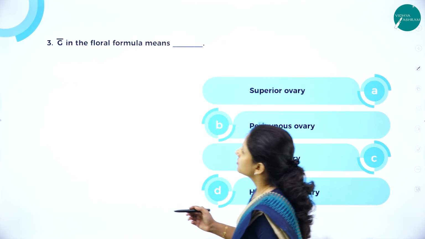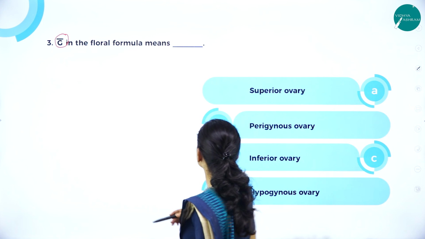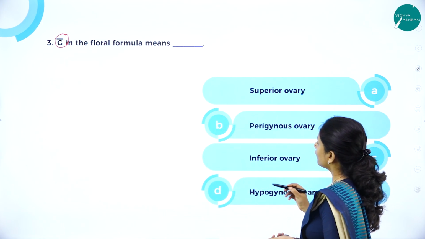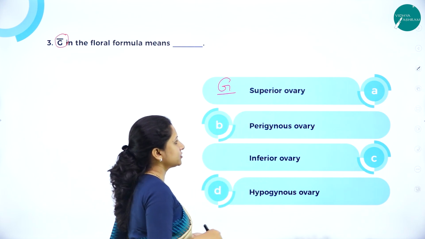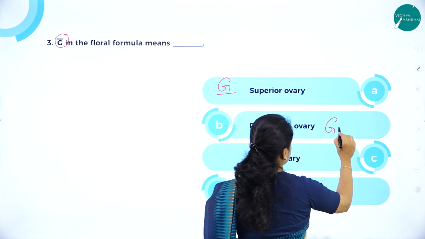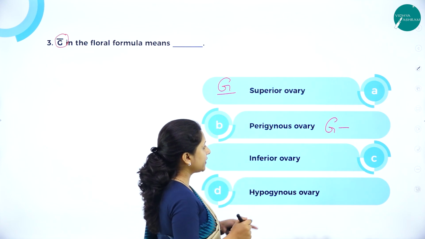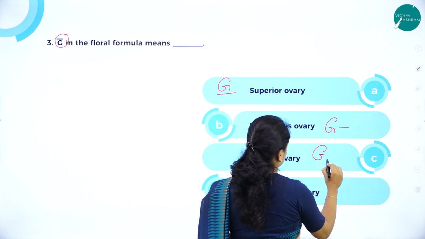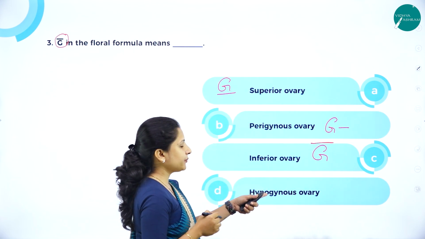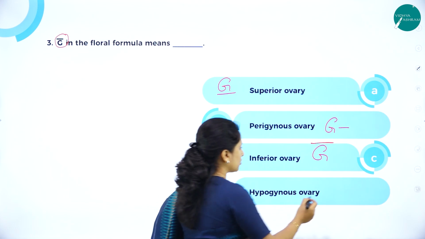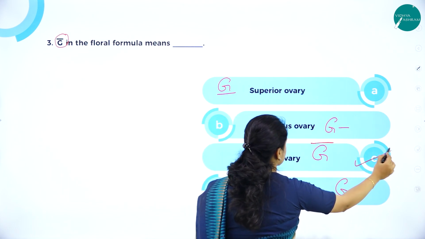Next, this symbol in the floral formula means superior ovary. No, if it was superior ovary, the symbol would be this. Perigynous ovary, as I told you, the symbol would be this, or semi-inferior ovary, we can call it. This is an inferior ovary, so this symbol means inferior ovary. Hypogynous ovary is again superior ovary itself, so it will be this symbol. So the right option here is option C.